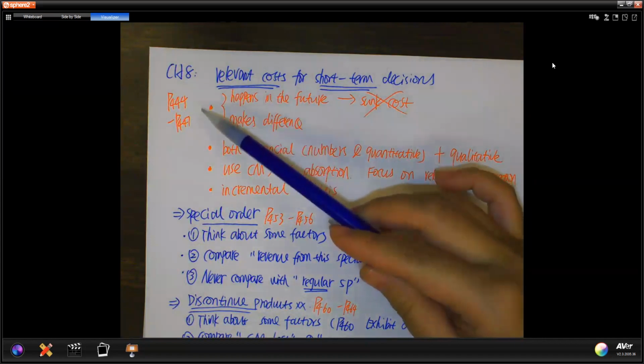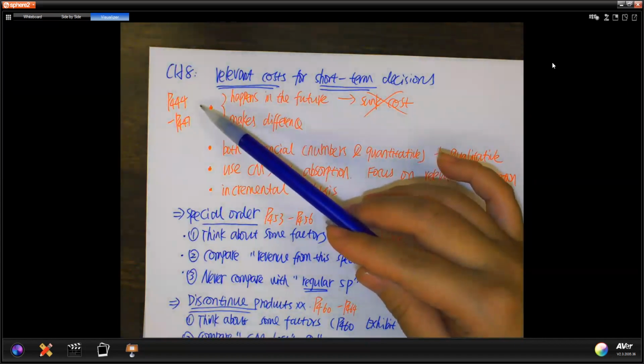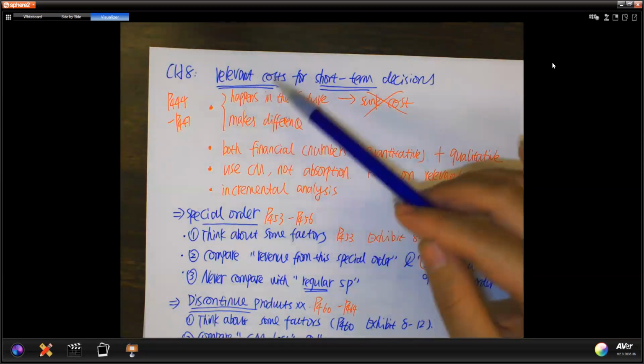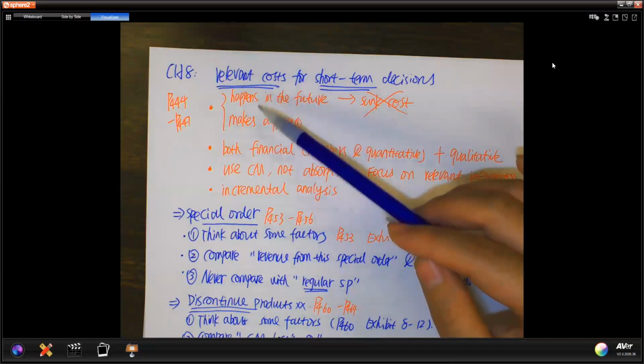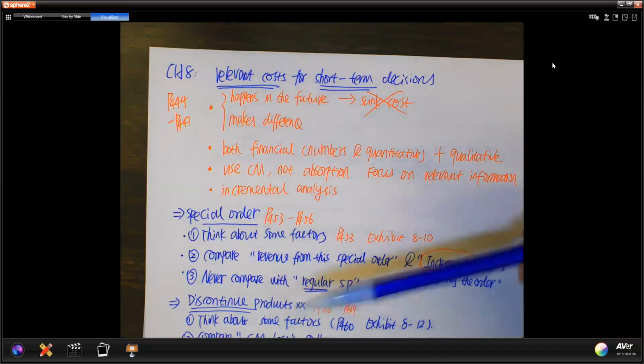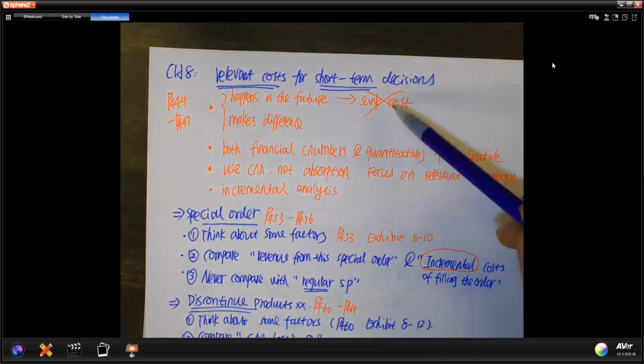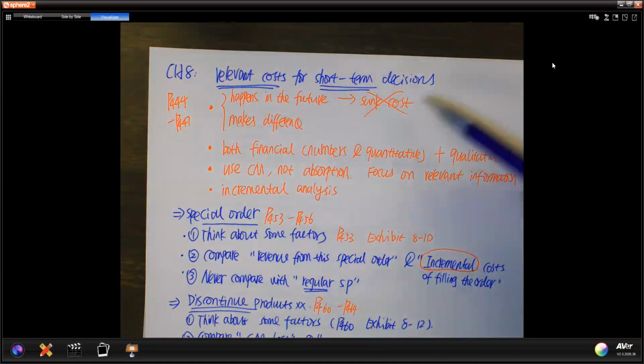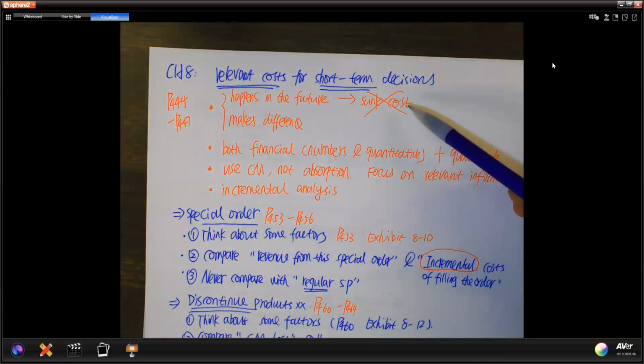First, read the textbook to make sure you know the meaning of relevant information. It has to happen in the future and also make differences. You have to have these two criteria together. So sunk cost has already happened. Do you say that in English? Water under the bridge, those are already the sunk cost, already happened. It can never be relevant.